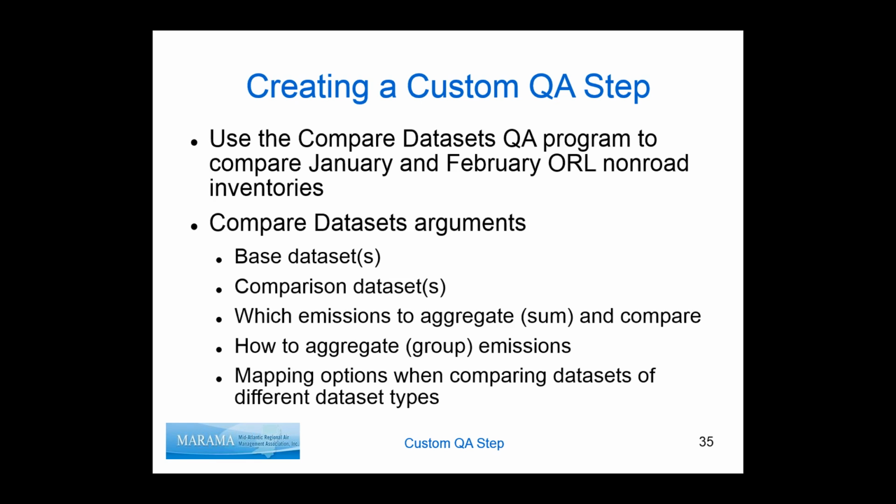We are going to be doing an example where our data sets are exactly the same type. That means that all the fields, the names of the fields, are exactly the same between the types. But in the homework, you'll have an example where you're going to compare ORL to flat file, and some of the field names are different. So there are mapping options that let you say how to compare the different fields.